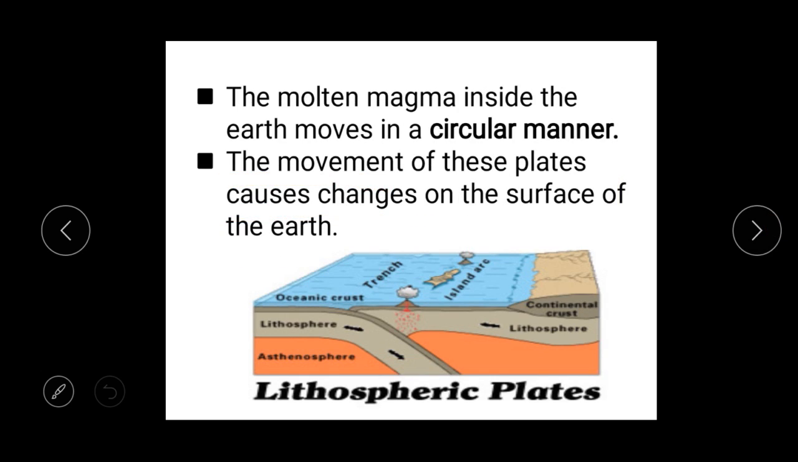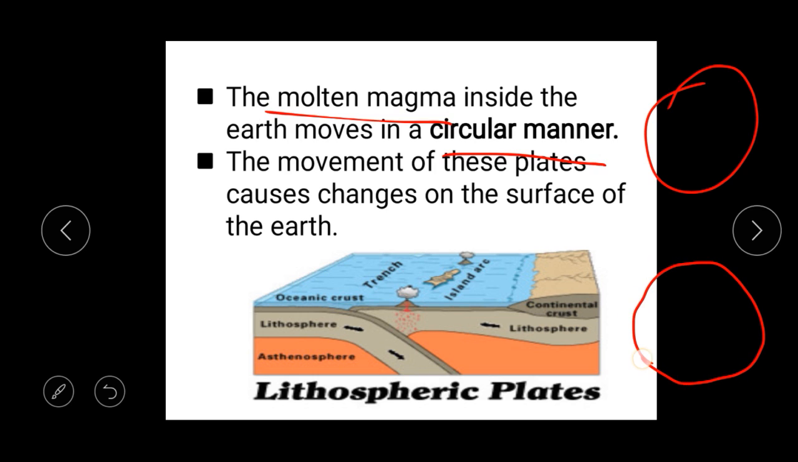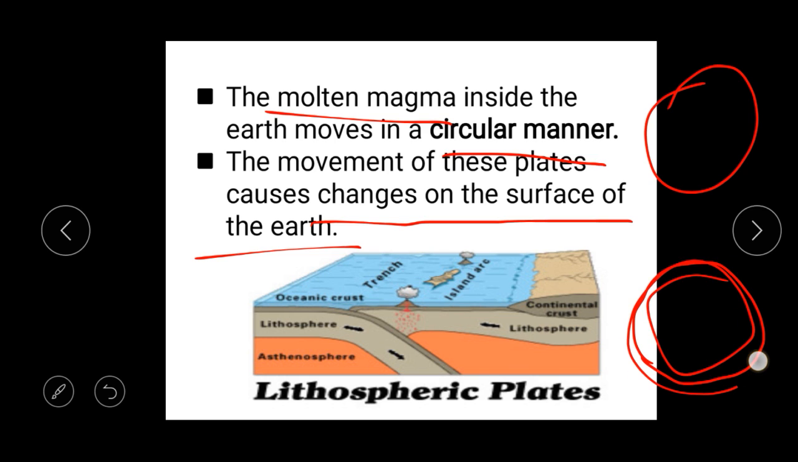The molten magma inside the earth moves in a circular manner. Then the movement of these plates causes changes on the surface of the earth. Because of this movement, we are facing changes on the surface of the earth.